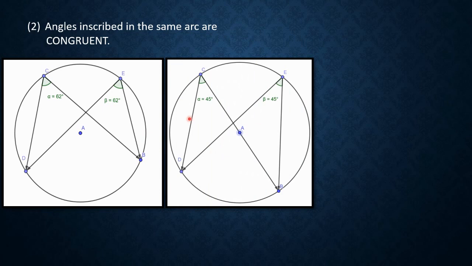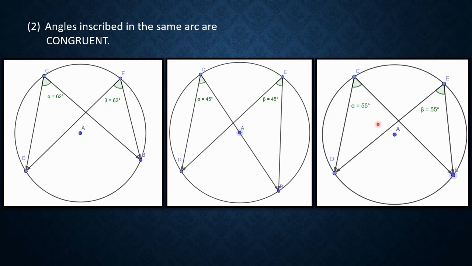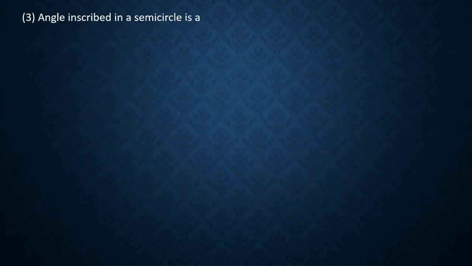The second diagram states the same thing. If angle DCB is 45, angle DEB will also be 45 as they are inscribed in the same arc. Similarly, if DCB is 55, angle DEB will also be 55 as both of them are inscribed in the same arc. Angle inscribed in a semicircle. We know that angle inscribed in a semicircle is a right angle or a 90 degree angle.